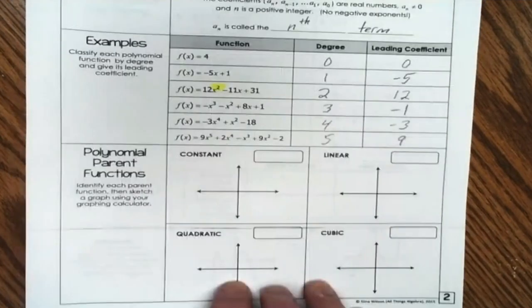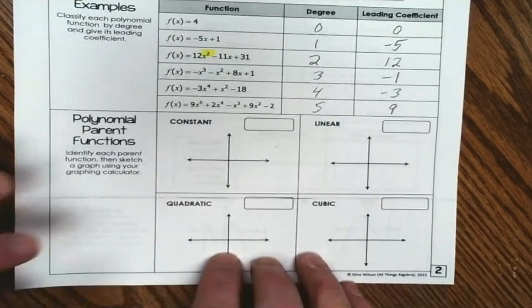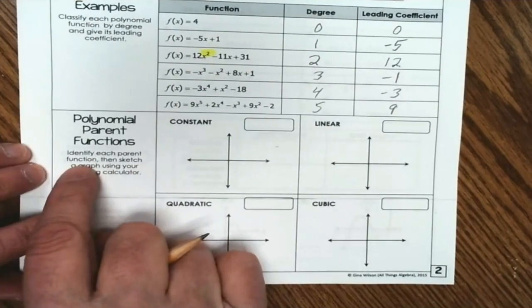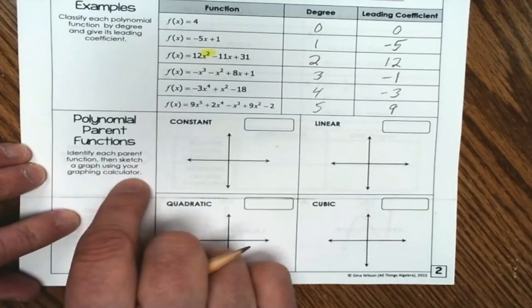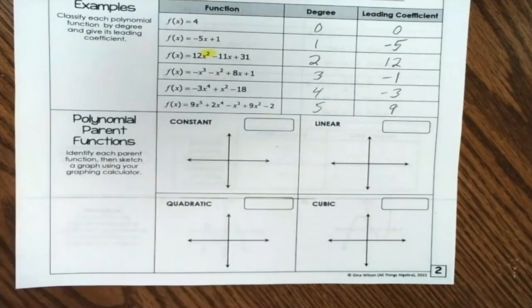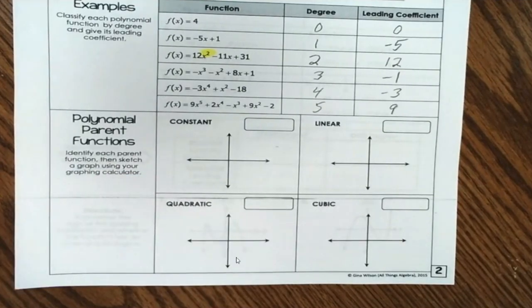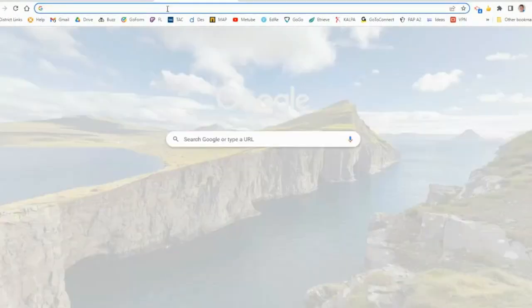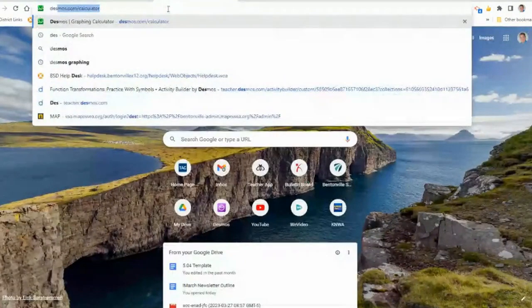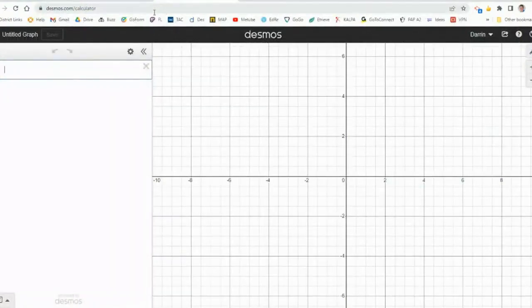All right, so let's look at identifying the parent function and then sketch a graph using your graphing calculator. Or we can do it with Desmos, or since we know what it looks like for most of these, we can just do that. We'll open up Desmos and have that ready just in case. Desmos. All right, it is ready.